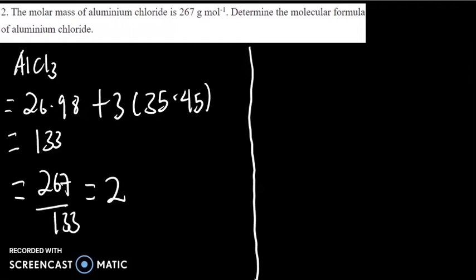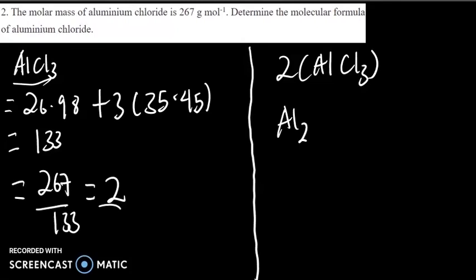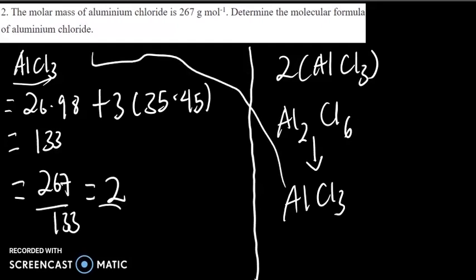To get the molecular formula, we multiply the empirical formula by the value we got. So that is 2 times AlCl3, which is Al2Cl6. The way we can test our answer: if I want to find the empirical formula, remember you have to divide by the smallest ratio. That would give AlCl3 again, so we go back to where we started. That means our answer is correct.